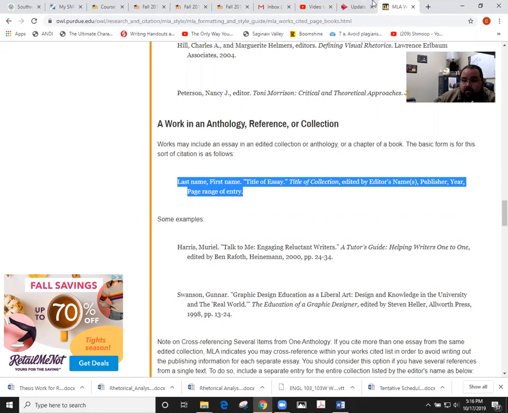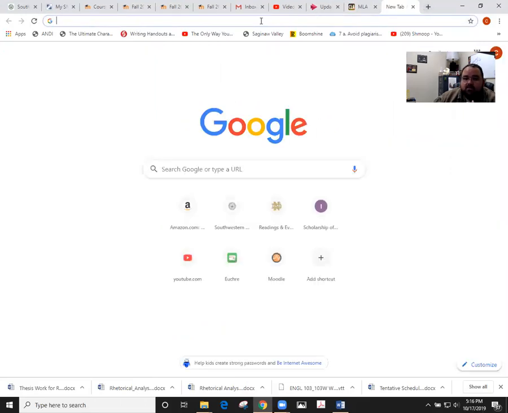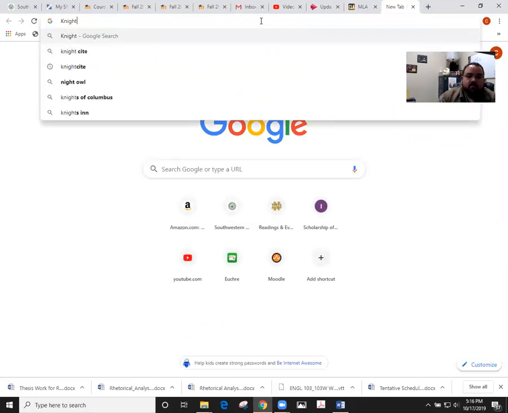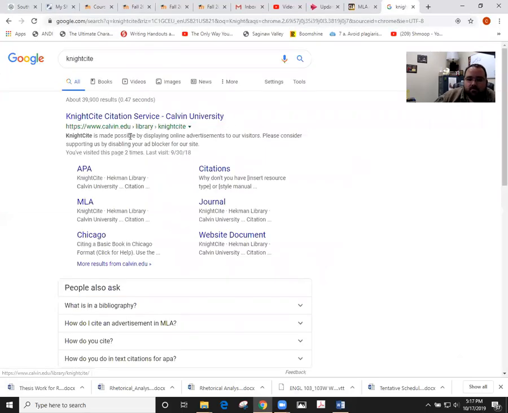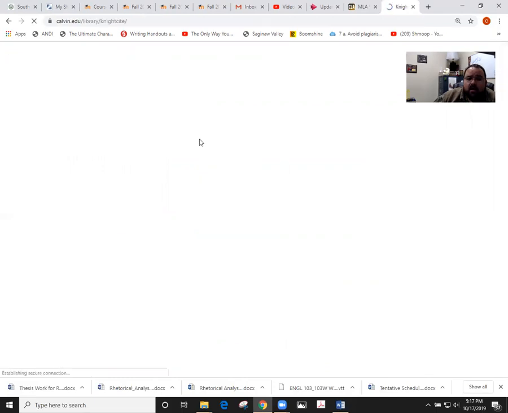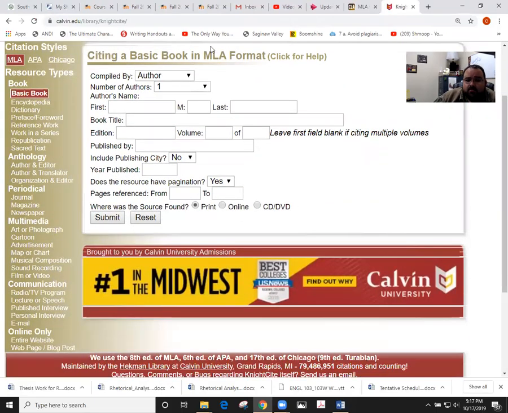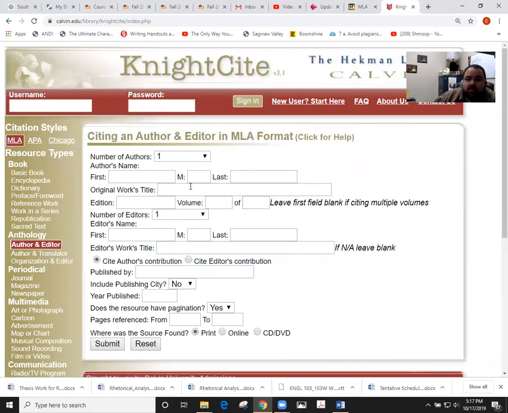Another site that might help you with this would be Knight Cite. So like Knights of the Round Table. Googling it right up here, Knight Cite citation service through Calvin University. I'll click on that, and then it takes me into a citation generator. If you scroll down, you'll notice that we just need to know the type of source that we have. And we have an anthology done by an author and editor. You click on that, and it will then walk you through step by step what you need.